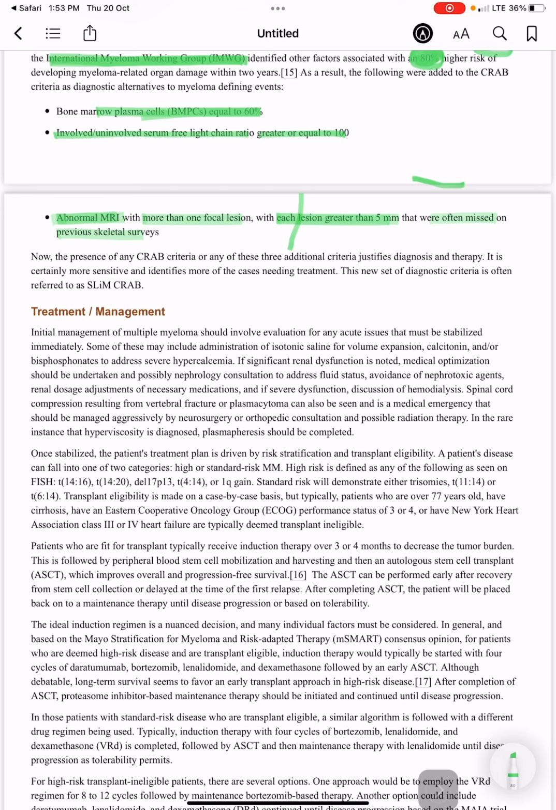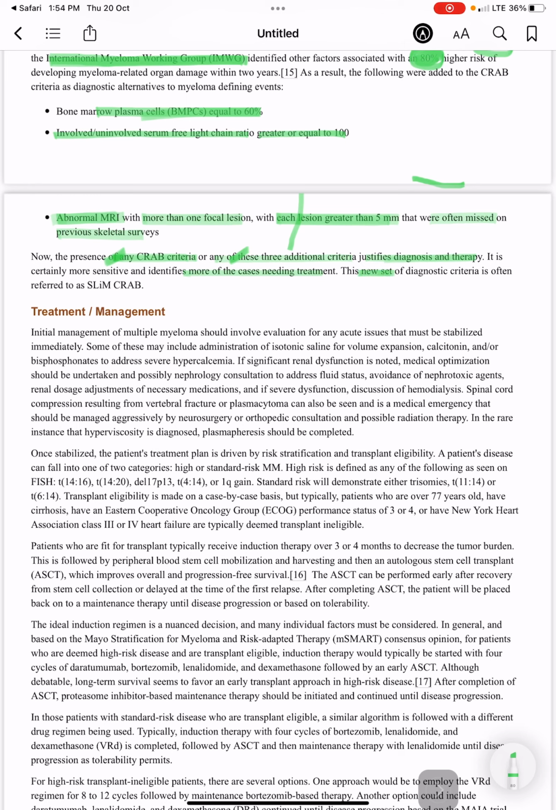So now the presence of any CRAB criteria or any of these 3 additional criteria justifies the diagnosis and therapy, and it is certainly more sensitive and identifies more of the cases needing treatment.